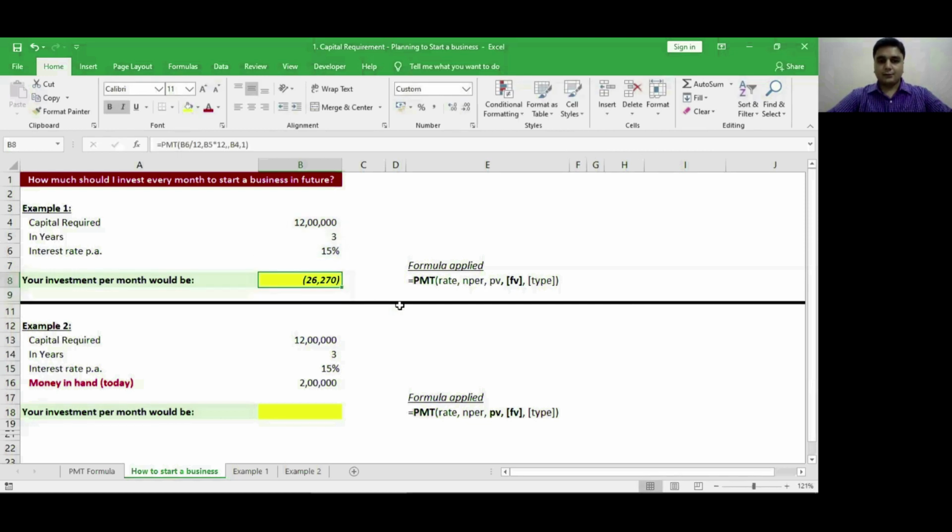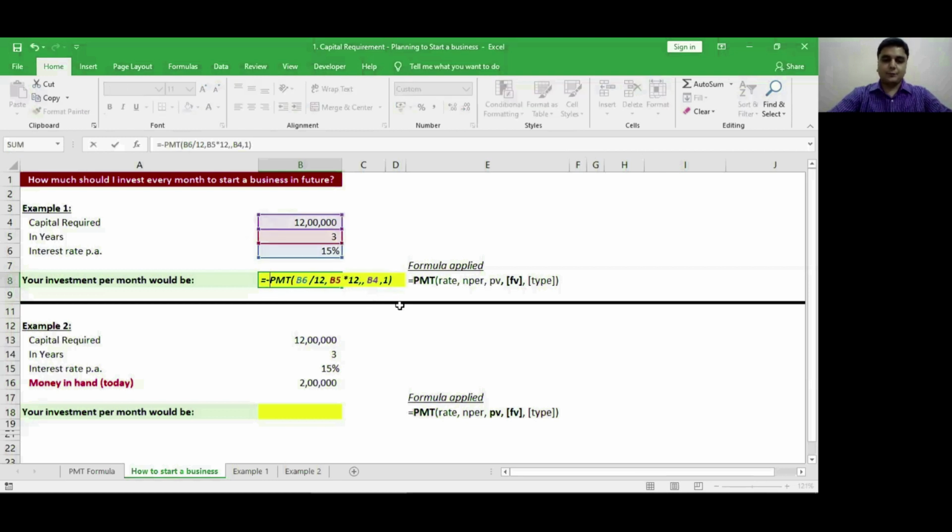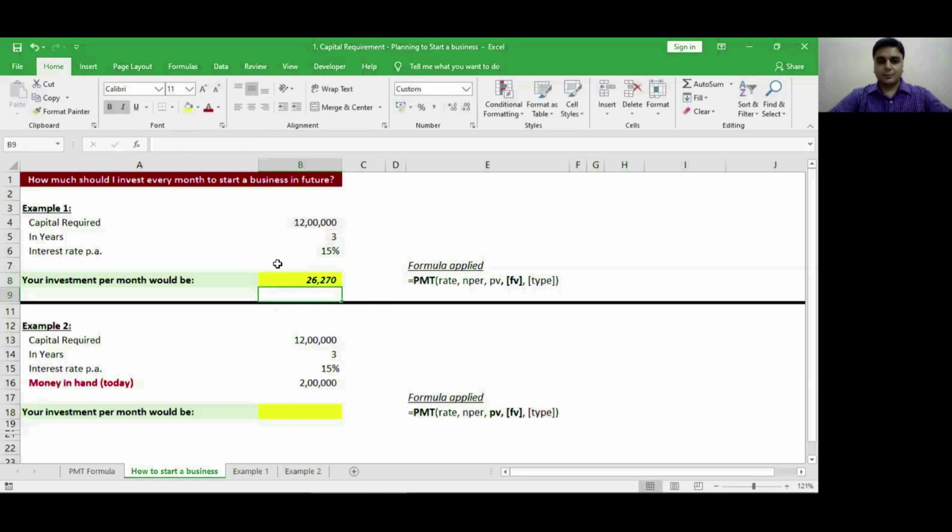This outcome is coming in negative because there will be a cash outflow in the future, therefore it is coming negative here. Now for easy representation purpose, I will put minus sign before PMT so that the value becomes positive. Now what does this value mean? It means that if I keep on investing 26,000 rupees every month for the next 3 years, then at the end of 3 years, I will get a capital of 12 lakh rupees.